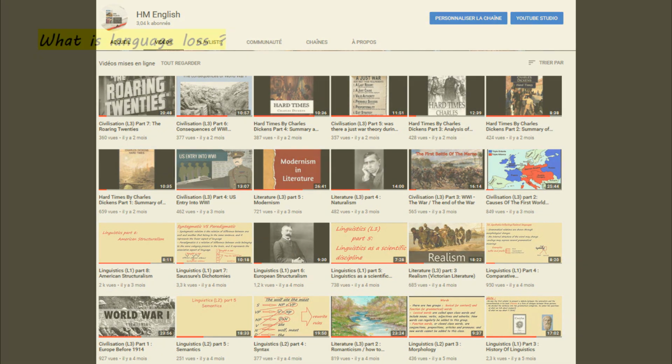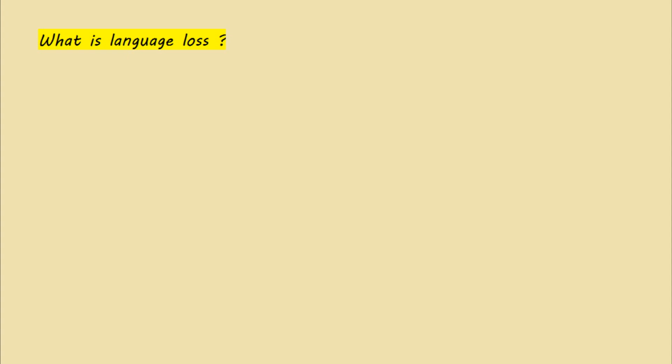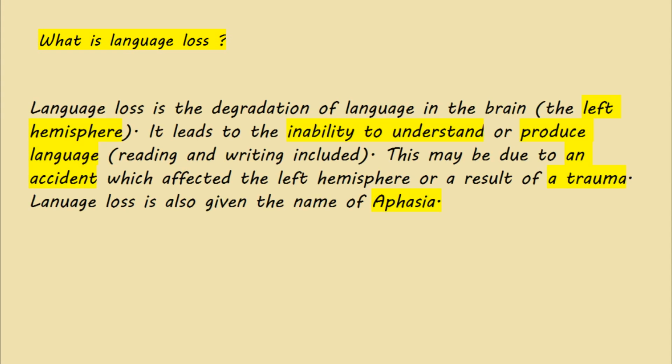So with that being said, we shall start with what is language loss. So language loss is the degradation of language in the brain, okay? More precisely in the left hemisphere. As I explained in the previous video, that language is located in the left hemisphere. If you remember Wernicke's area, Broca's area, if you don't, I advise you to watch the video, the lecture number 2. This degradation of language leads to the inability to understand or produce language. When I say the inability to understand or produce language, it is both in reading and writing, okay?